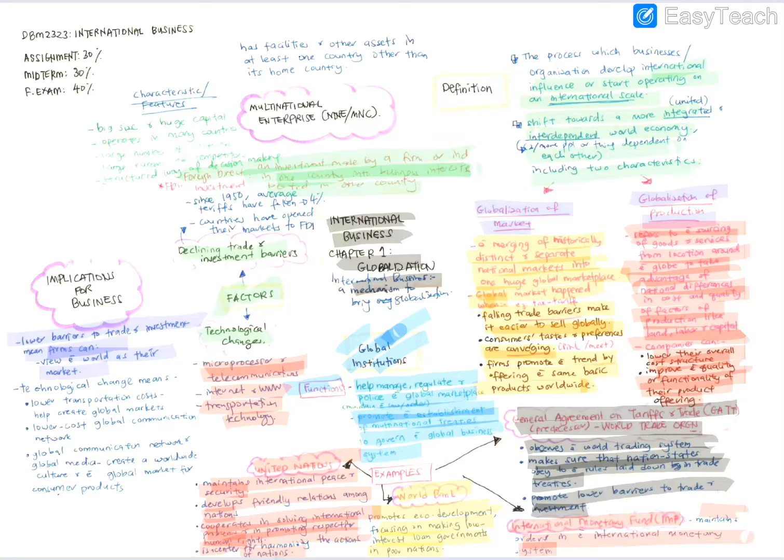Then we have technology change, meaning lower transportation costs, which help create a global market. So you can see, you don't need to bring the physical things and send them by flight to China. Transportation is actually a cost. So with globalization, you reduce the transportation cost. You don't need to ship; you just pay a delivery charge, like postage only. Then there is low-cost global communication networks, and global media create a worldwide culture and a global market for consumer products.